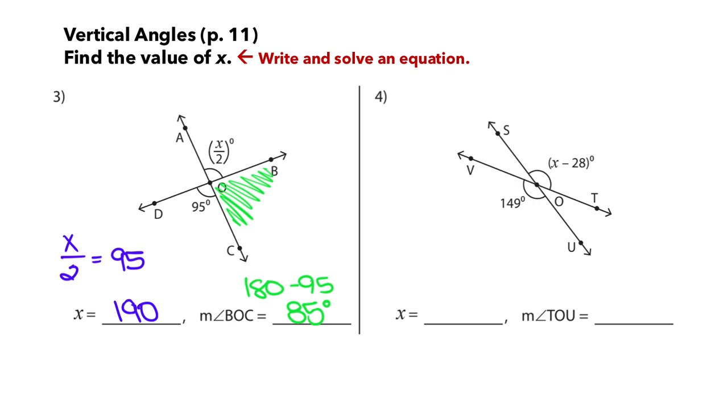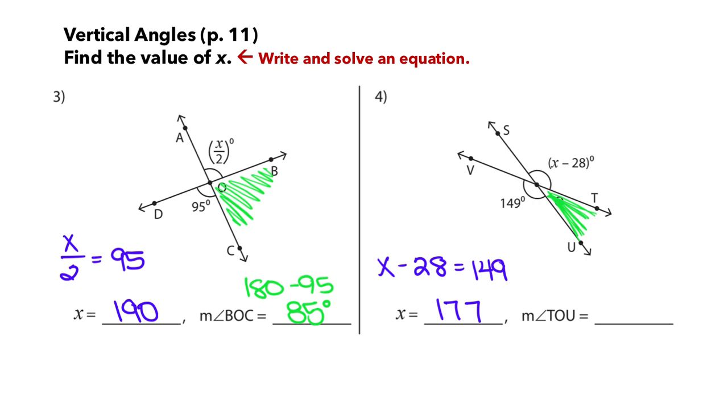Number 4, to find the value of x. x minus 28 equals 149. Good. And what does that give you? 177. Okay, so x is 177. And now we want the angle measure for TOU.